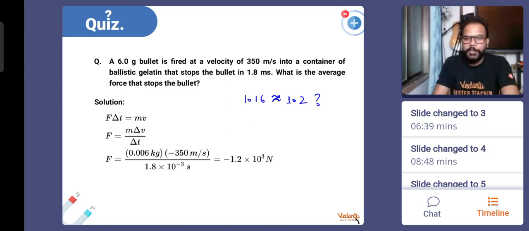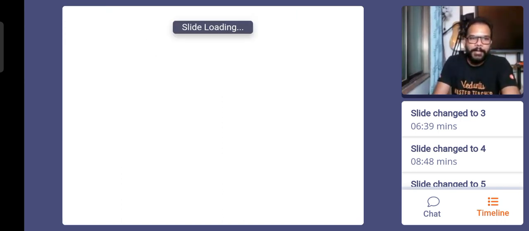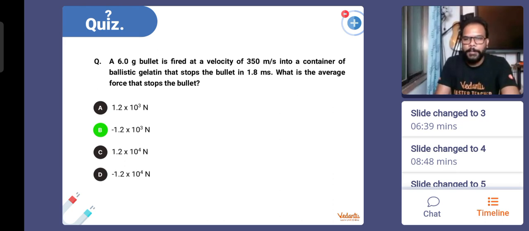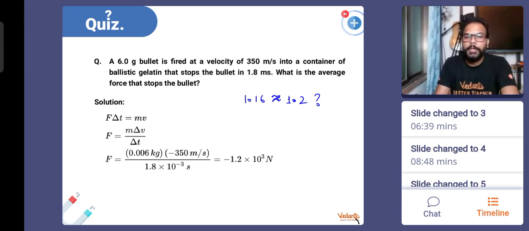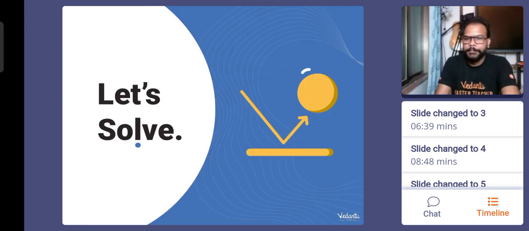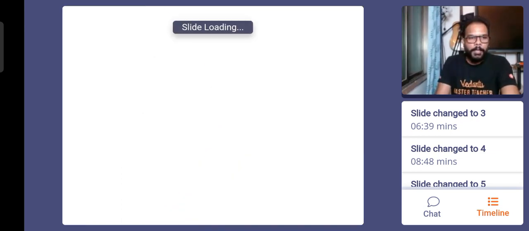Okay, guys. Will the force be called impulsive? Yes. Why? Because it is acting for a very short duration of time, and it is able to stop this fast moving bullet. And that's why the correct answer came out to be minus 1.2 into 10 to the power 3. Okay, everyone? 10 to the power 3, my brother. What happened? Shall we move ahead? Okay. Next question, guys.